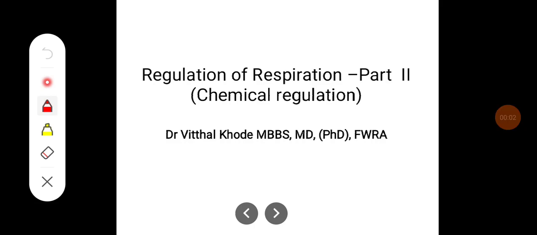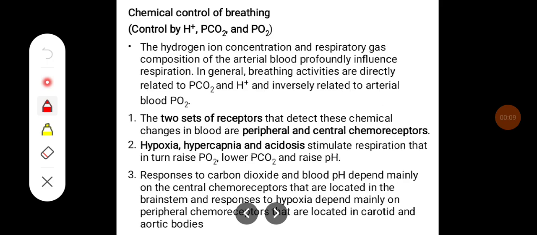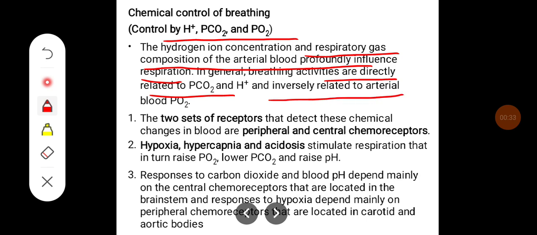Hello everyone, in this class we'll try to learn about chemical regulation of respiration. Chemical control of breathing is mainly controlled by H plus ions, partial pressure of carbon dioxide and partial pressure of oxygen, as we know. The hydrogen ion concentration and respiratory gas composition of the arterial blood profoundly influence respiration. In general, breathing activities are directly related to PCO2 and H plus ion, and inversely related to arterial blood PO2.